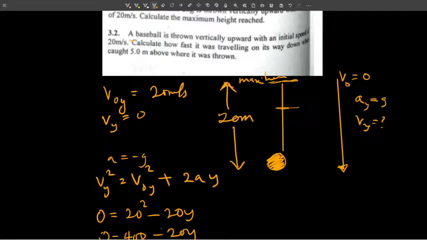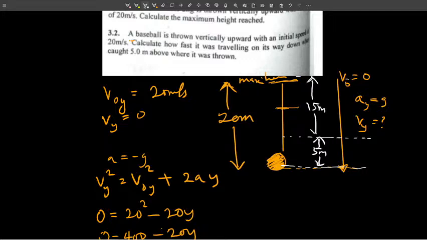Okay, so what was I saying? I'm looking for Vy, the velocity with which the body comes down. But now I said they caught this body. Where did they catch it? They caught it 5 meters above where it was thrown. It was thrown from this point like this. So from here to here is 5 meters, and from here to here will be what? 15 meters, since everything is 20 meters.